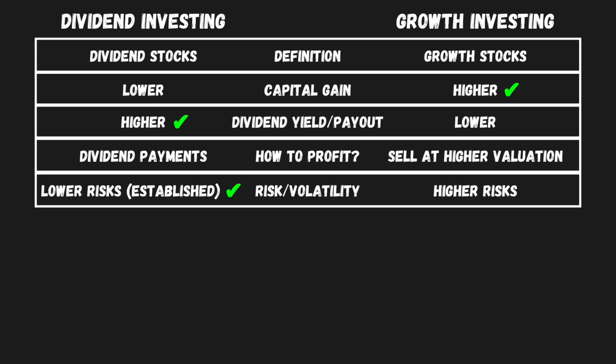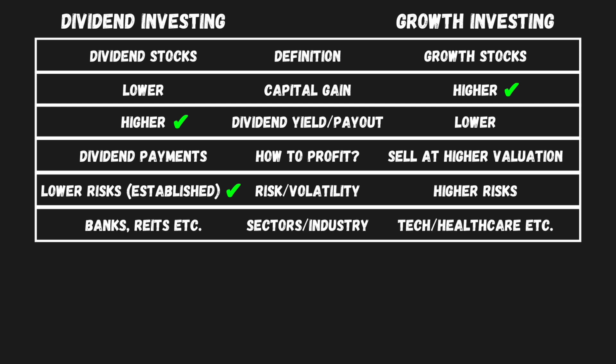Next, let's talk about risk and volatility. Dividend stocks usually have lower risk and volatility. That's because they are usually more established companies like blue chips and also large cap companies. Whereas growth stocks usually have higher risk and volatility. This is because they are usually less established companies ranging from small to medium cap companies or just from the emerging industries. Next, there are sectors and industries and where you can find them. For dividend stocks, you can find them through financial services, which is banks in general, as well as REITs, real estate investment trusts. Whereas for growth stocks, you can find them via technology stocks, healthcare, or maybe emerging industries.